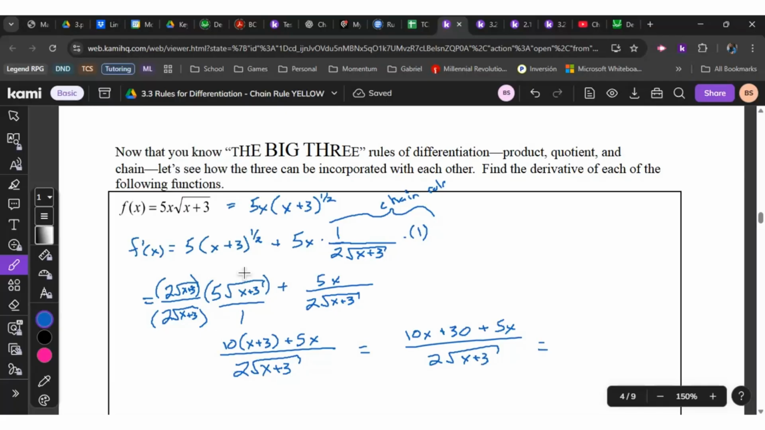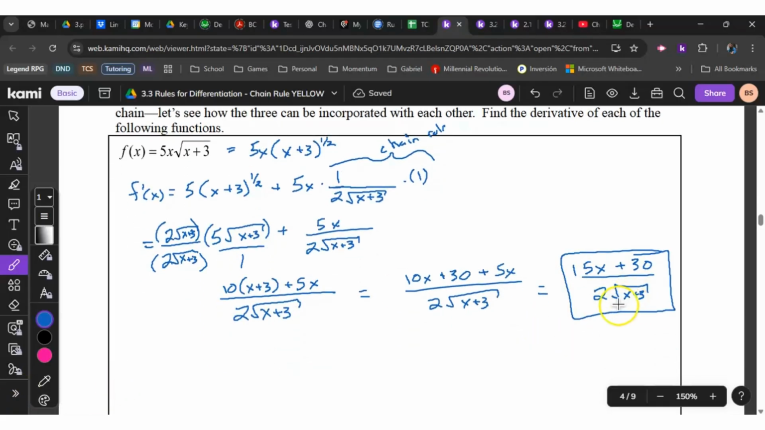Combine the x's. How many? Good. 15x plus 30 over 2 square root x plus 3. So, like I said, sometimes I'm going to do this to help you practice doing the algebra. Sometimes we won't. But in this case, with two separate fractions, you're almost always going to need to rewrite that as a single fraction.